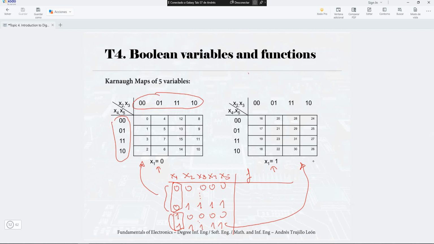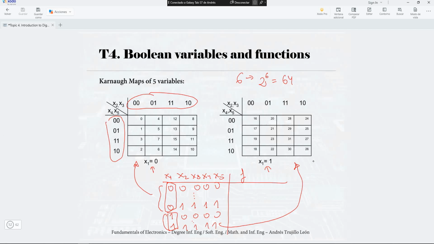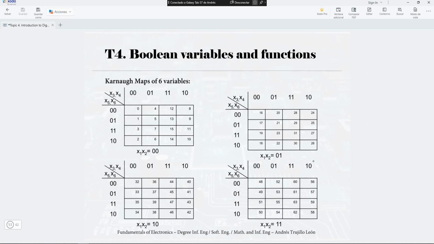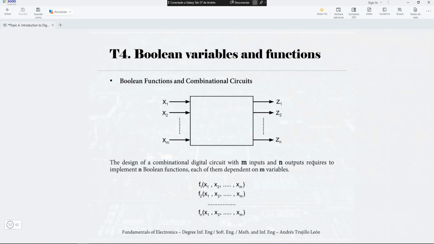If we have 6 variables, we are going to have 64 combinations. So you need 64 cells. We are going to use 4 Karnaugh maps, dividing them by the value of the 2 most significant variables. This is strange. I mean, normally we are not going to find this kind of complicated function with 6 variables, but it may happen. It's the same, but you have more Karnaugh maps. Well, it's like this, okay?